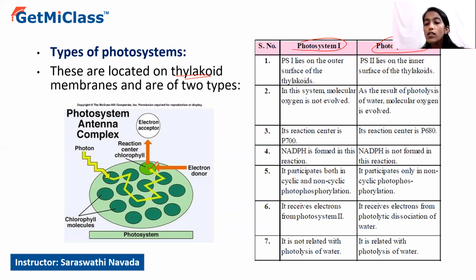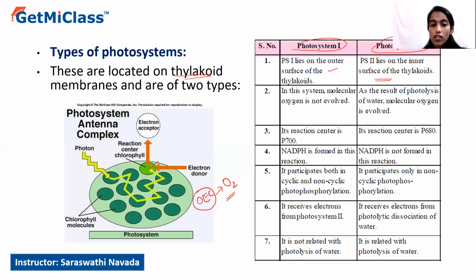So photosystem 2 will be present in the inner surface of thylakoids, whereas photosystem 1 is present in the outer surface of thylakoids. Okay. And in case of photosystem 2, in addition to this, it will be having an enzyme complex called the oxygen evolving complex, which liberates the oxygen during the time of photosynthesis. But photosystem 1 is not associated with that oxygen evolving complex.